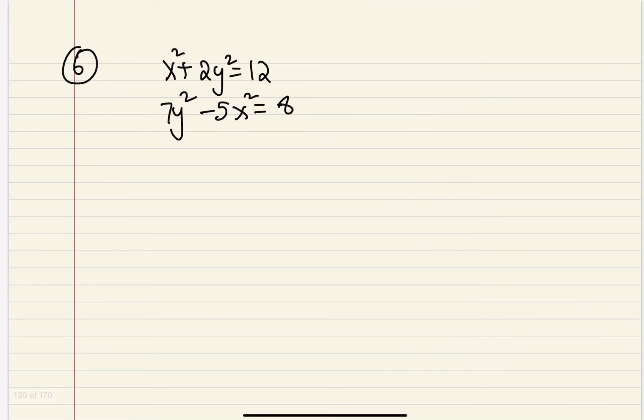Another example, we have x squared plus 2y squared equals 12. That looks like an ellipse. This looks like an ellipse to me. And the next, 7y squared minus 5x squared, because I have a negative in the middle and the coefficients are different, this one looks like a hyperbola, and a vertical hyperbola because we have the y squared term first.